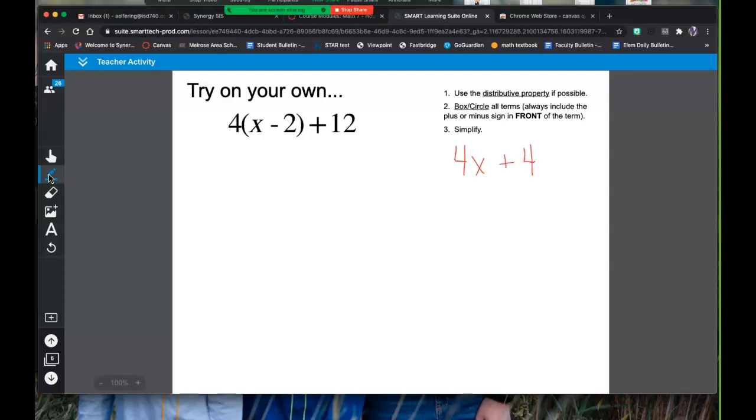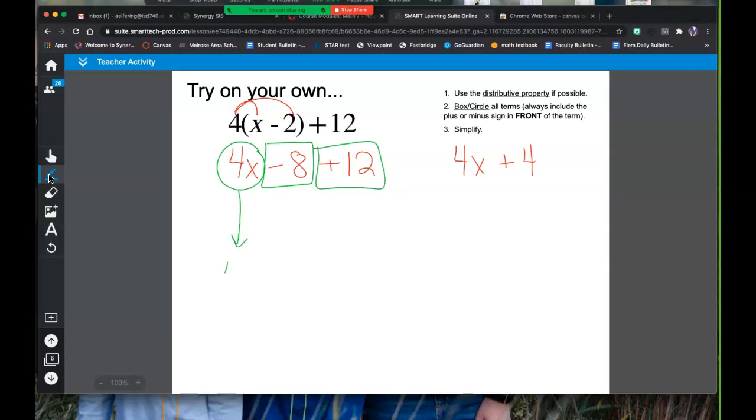Okay? Distribute first. You get 4x, and then there's a minus sign, so -8 plus 12. Then I'm going to circle the 4x. I'm going to box the -8 because it doesn't have an x with it. I'm going to box the plus 12.